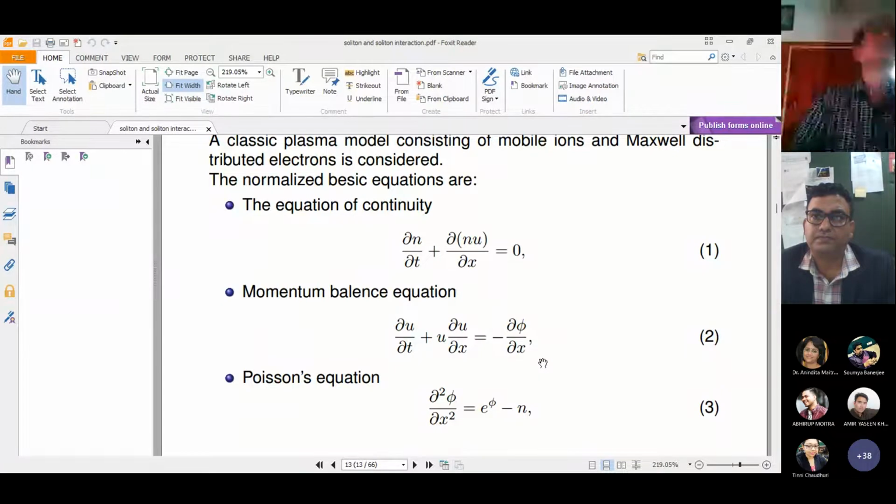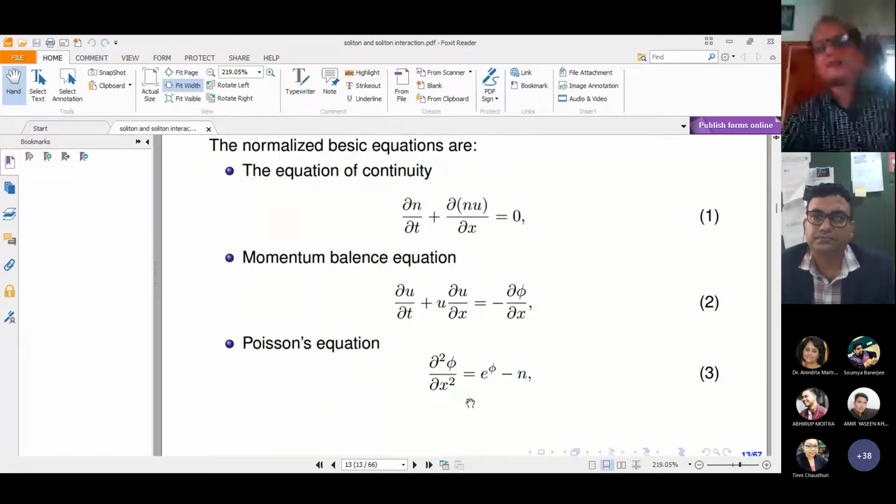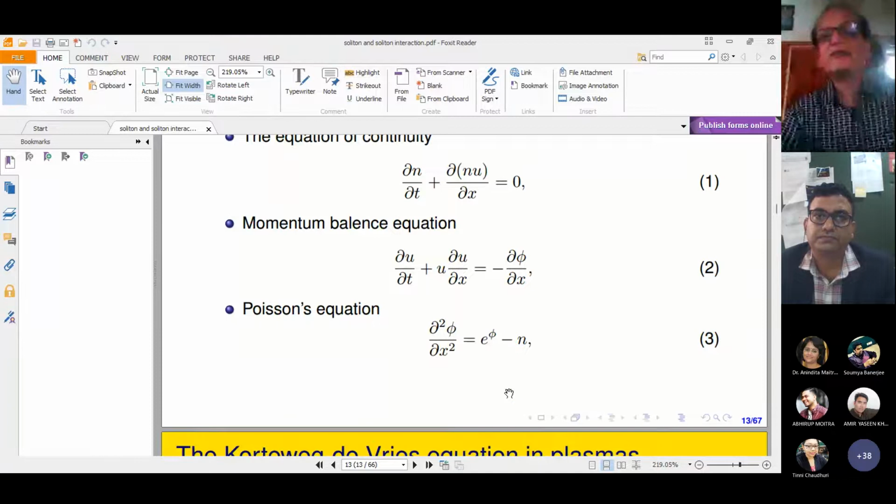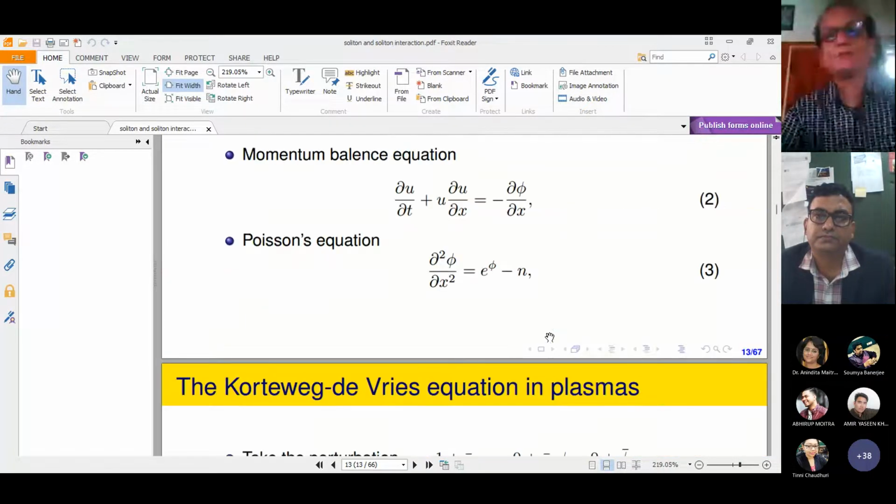If the force is a potential field of force, then generally a phi exists, and we can write the momentum balance equation in the form of equation 2. The Poisson equation is a standard equation. The net charge is equal to del 2 phi del x2, where e to the power phi is the electron number density and n is the ion number density. These two number densities will be calculated from equations 1 and 2, and let us see how we handle this problem.